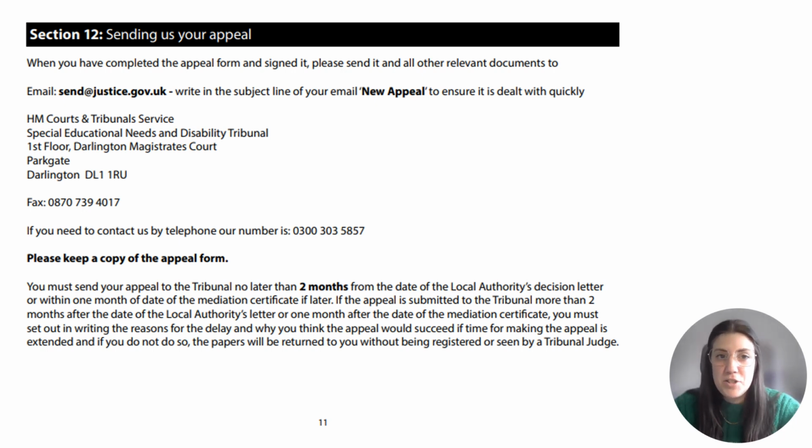And finally, section 12 is about sending off your appeals paperwork. So once you've completed the appeals form, the SEND35 form, and it's signed, please send it with all the relevant documents that we just covered on the previous slide, along with any evidence, to the email address you can see there, send@justice.gov.uk, writing in the subject line that it's a new appeal, so with the title of new appeal, to ensure it gets dealt with quickly.